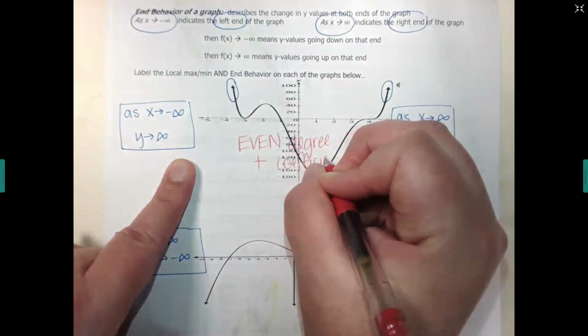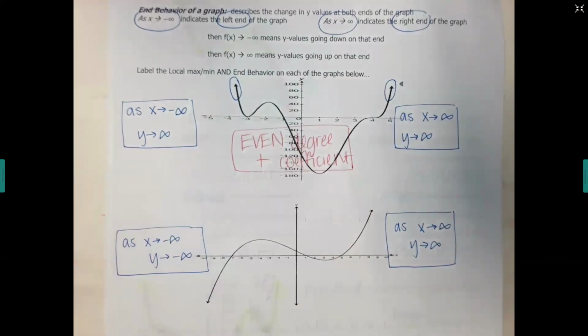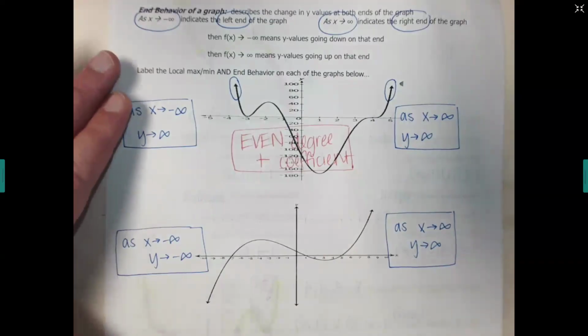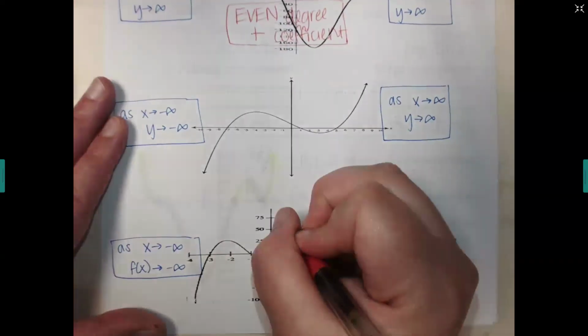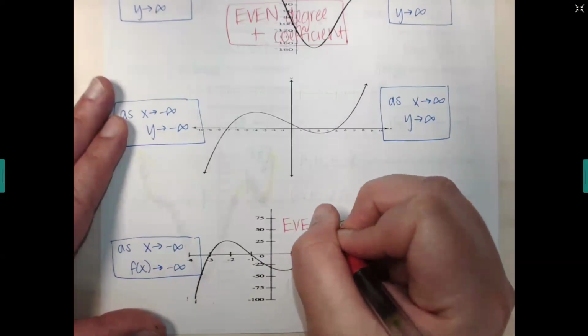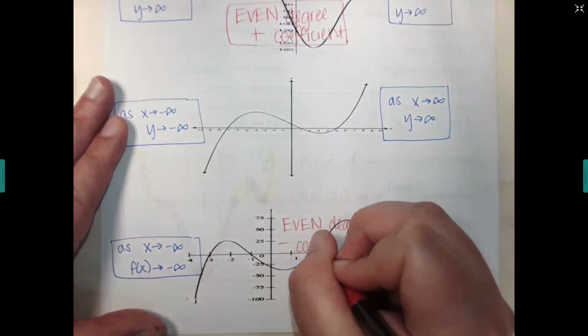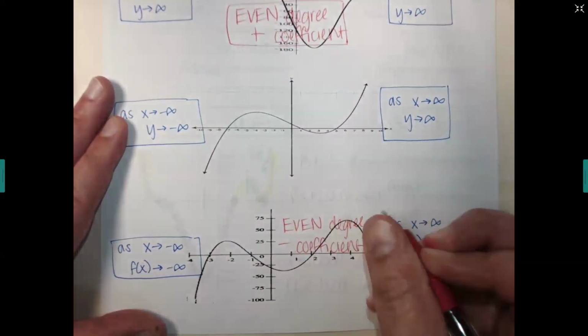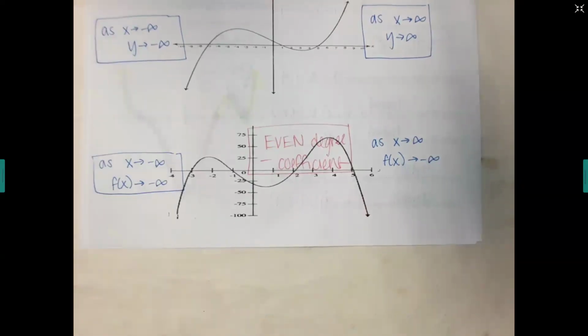Okay, we just went back 1 page if you're lost. This is an even degree because my ends go the same way, and it's a positive coefficient because both ends point up. Now, on this page, which one is even with a negative coefficient? The bottom one, very good. Because on the bottom graph, they both point the same way, but they both point down. So the first one is even degree positive. The last one is even degree negative.